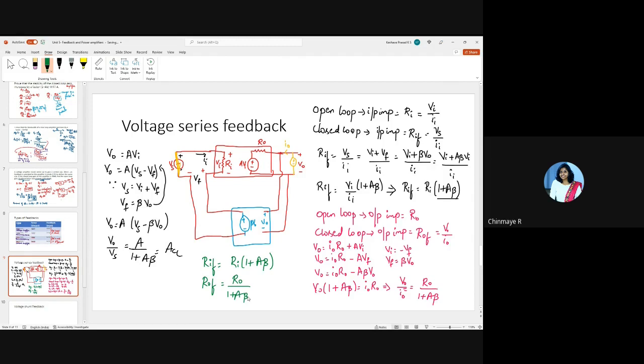Is this clear? Do you have any doubts in calculating the input and output impedance? So can you all please make a note of it?